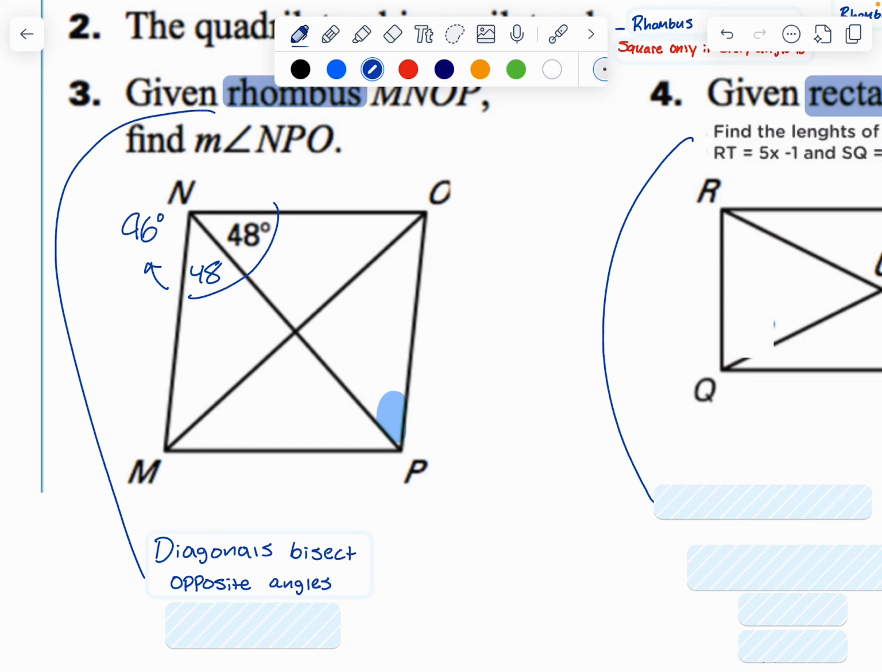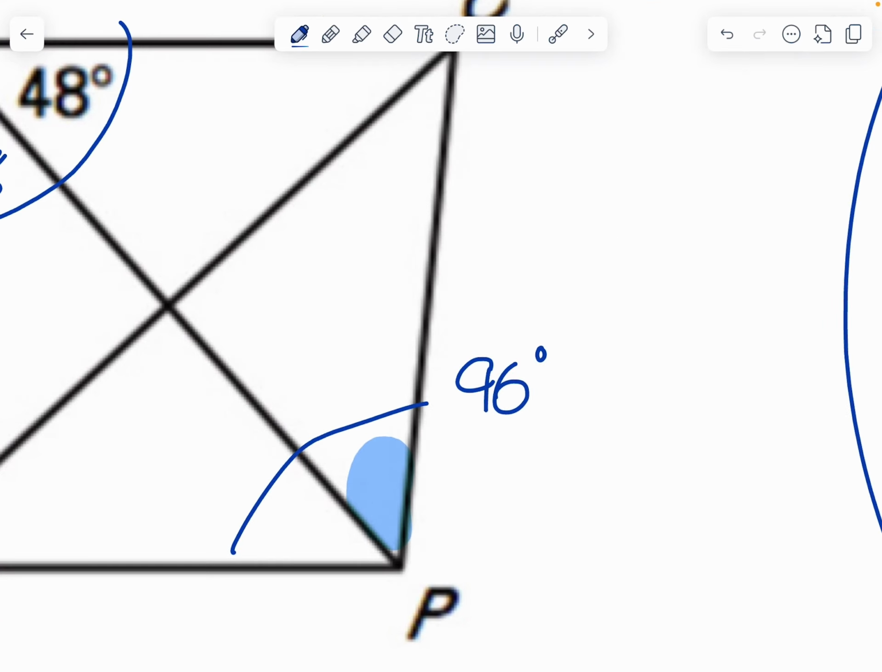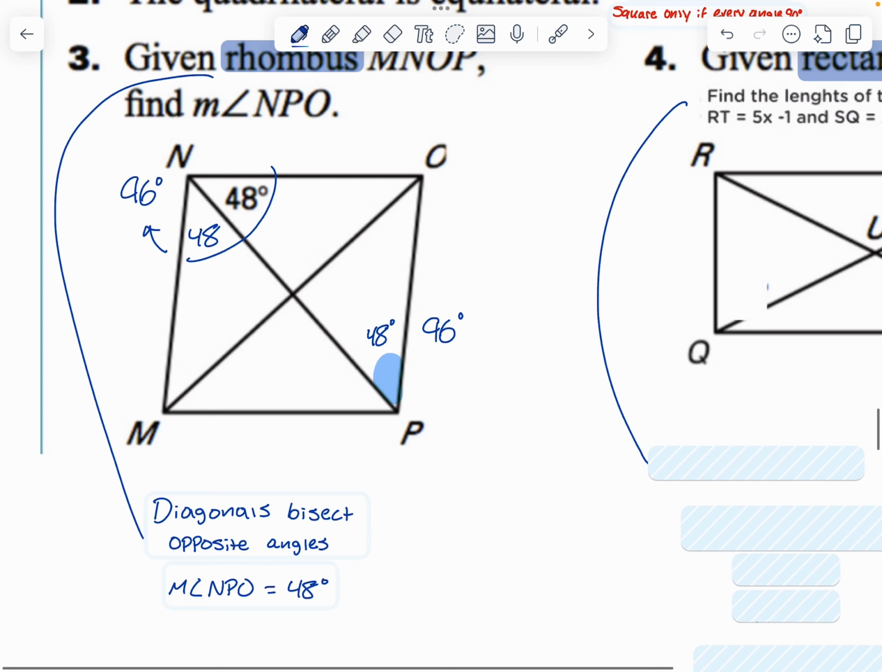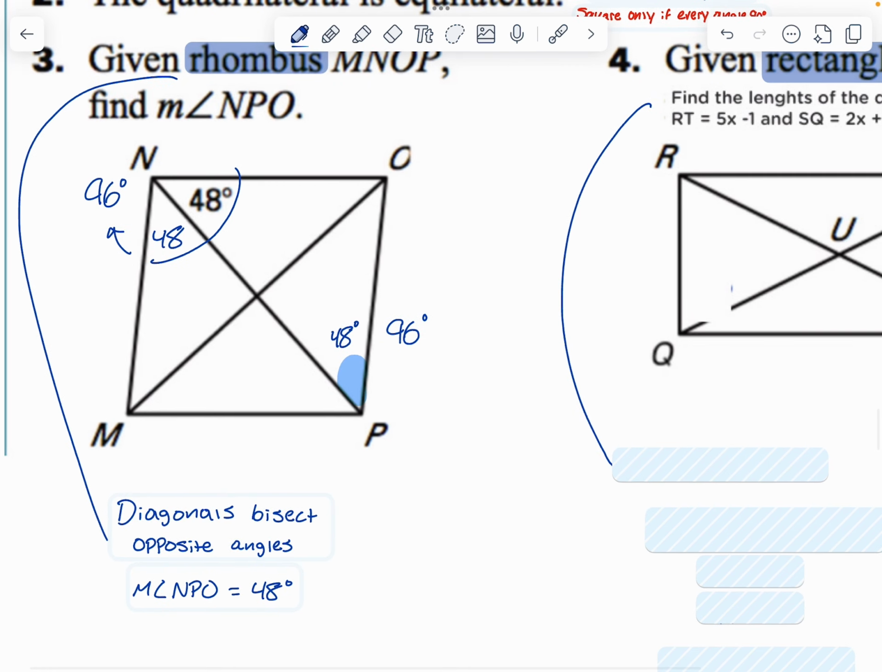What do we know about opposite angles? Opposite angles are congruent. So if this whole angle was 96, that means this whole angle has to be 96. Well, this angle is also being bisected. So what does that tell us? It's cut in half. So what should this angle be? 48 degrees. Right, so angle NPO, what we were looking for, is 48 degrees because opposite angles are bisected and opposite angles are congruent. Actually, I'll just leave that up. Why not? Okay.